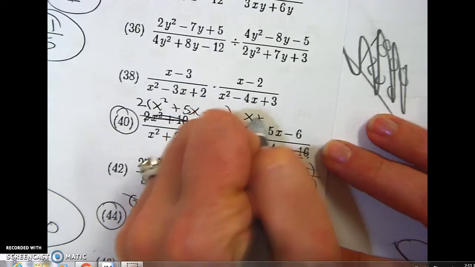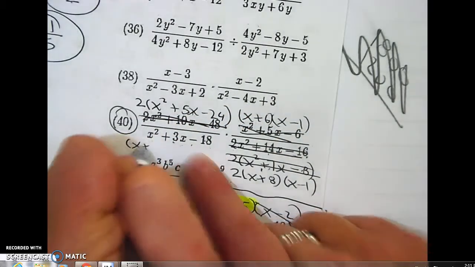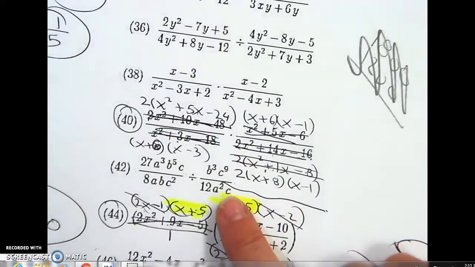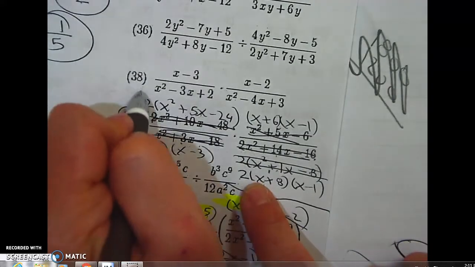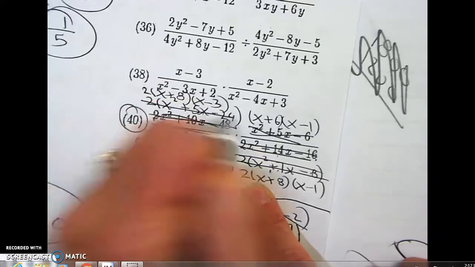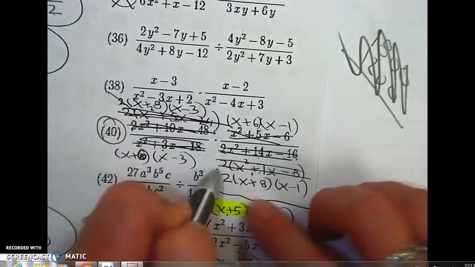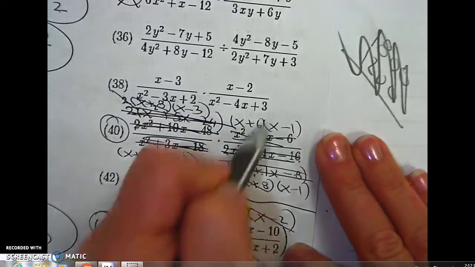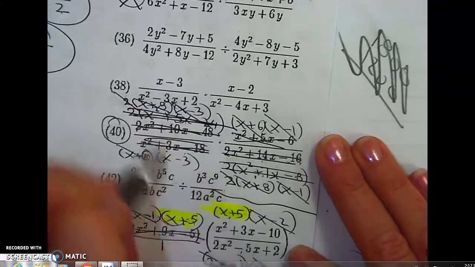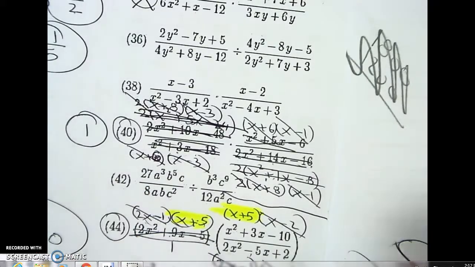Gone. 2 numbers that multiply, 2 numbers that add. Gone. 2 numbers that multiply. Oops, 6. 2 numbers that add. Done. Notice how I brought down the 2. So I've got to make sure I continue that as well. 2 numbers that multiply. 2 numbers that add. Okay. So, 2 on top, 2 on bottom, bye. X plus 8, gone. X minus 1, gone. X plus 6, gone. Oh my gosh, x minus 3, gone. I don't think there's anything left. So my answer is 1 with no restriction.